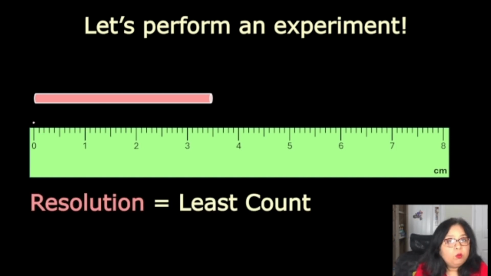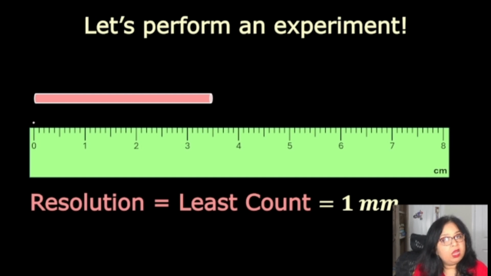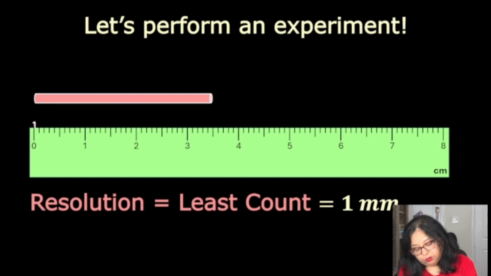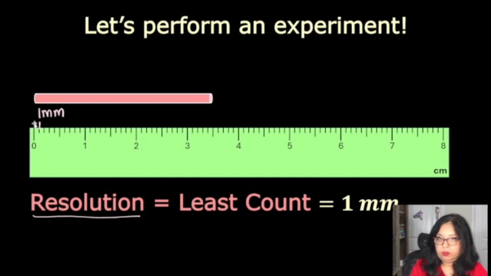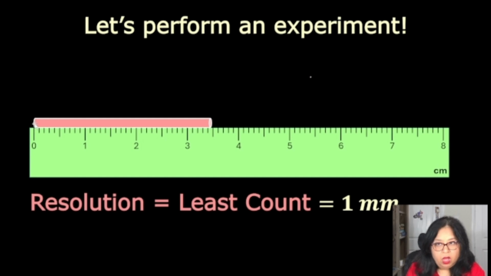That equals 1 millimeter, which is called the least count or the resolution of the tool or this device, which is a ruler. So the least count of any tool or device or instrument is the smallest measurement that can be made using that tool. So for this ruler, the distance between two short lines equals 1 millimeter. So the least count of this ruler is 1 millimeter, and another term for least count is resolution. Okay. All right. Moving on.